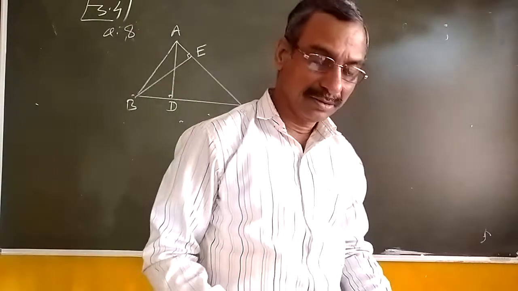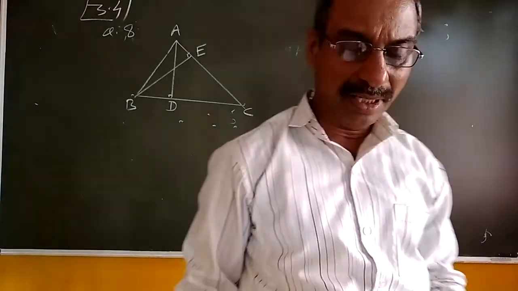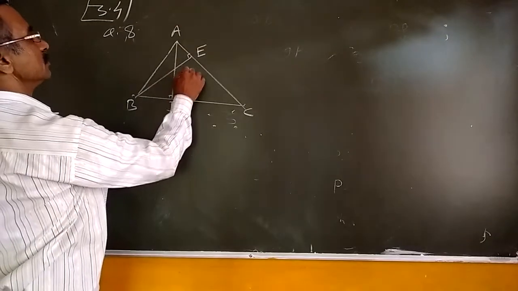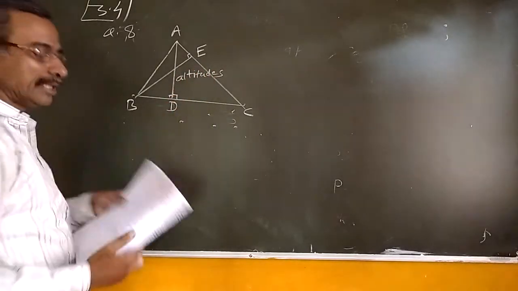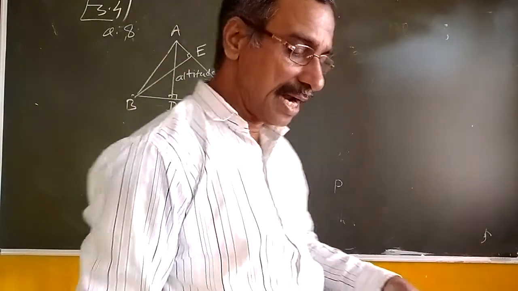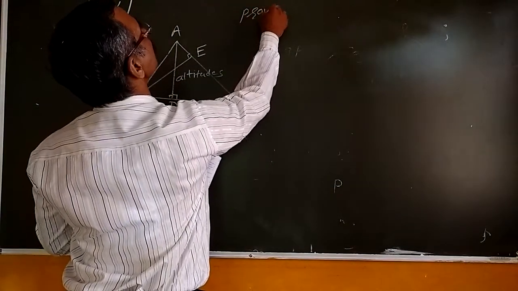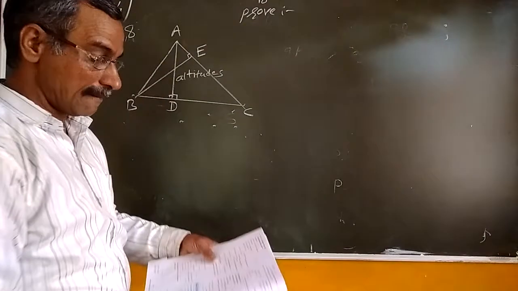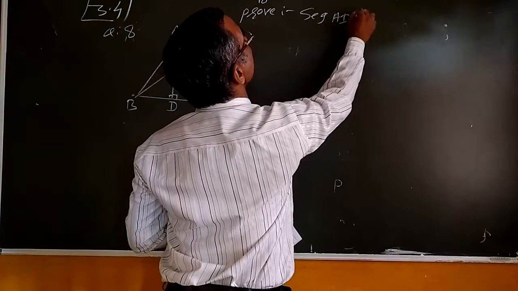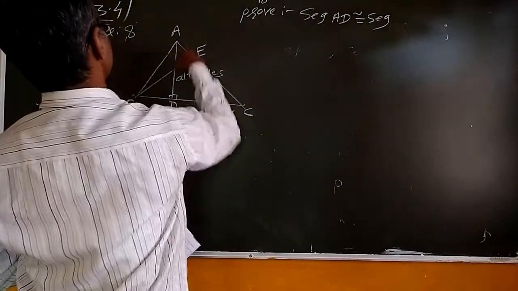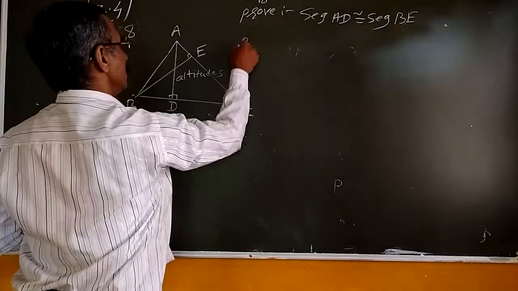So I will read the question here. In the figure, in triangle ABC, segments AD and BE are altitudes. Altitudes of triangles are always perpendicular to the given side. What is given? AE is equal to BD. And what do we want to prove? Segment AD is congruent with segment BE. That we want to prove.